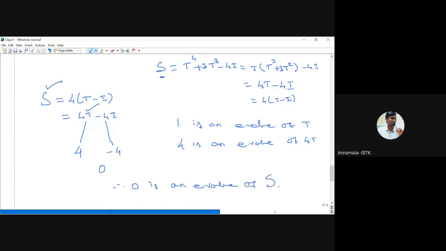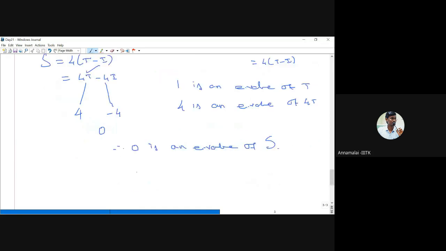Since the product of the eigenvalues is nothing but the determinant, we can view it as a matrix. This linear transformation can be viewed as a matrix, in matrix notation. So this should be 0. Since the determinant is 0, therefore S is not invertible.